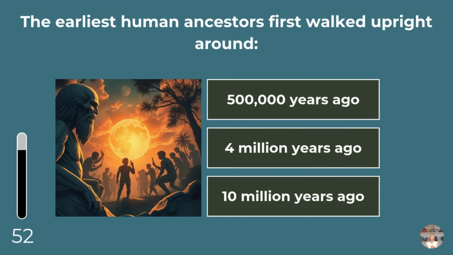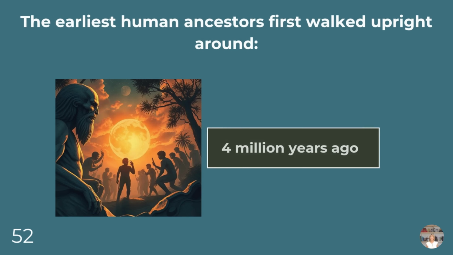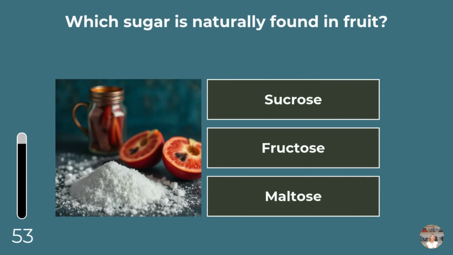The earliest human ancestors first walked upright around 500,000 years ago, 4 million years ago, or 10 million years ago? Four million years ago. Which sugar is naturally found in fruit? Sucrose, fructose, or maltose?